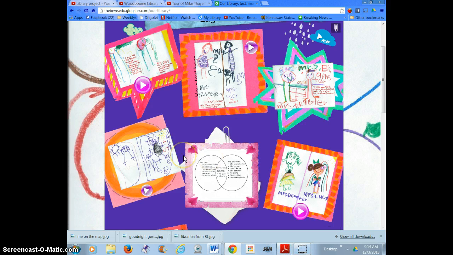All of the students created both a map of the library as well as a comparison illustration of Miss Beamster and Miss Lucy. However, they got to decide how they wanted to showcase their work, whether it was in the movie or whether it was in the Glogster.